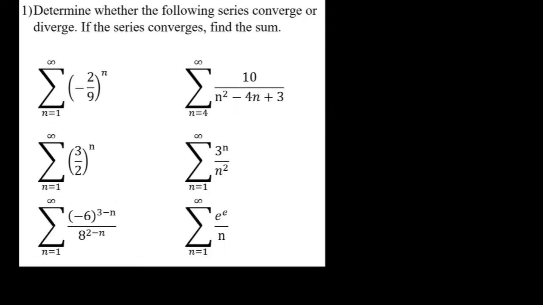Okay, so the last one is very, very simple. It is the sum from 1 to infinity of e to the e divided by n. Key thing here, e to the e is a constant, so it can be pulled out of the summation completely, giving us e to the e times the sum from n equals 1 to infinity of 1 over n. This is the harmonic series. It diverges, that is it. So we would just say, okay, well, the series diverges by the harmonic series test.